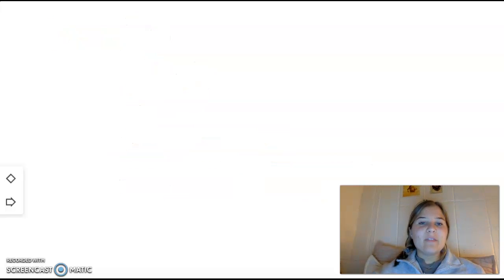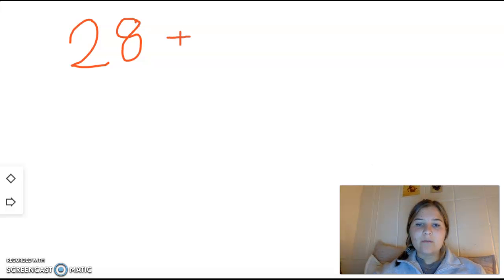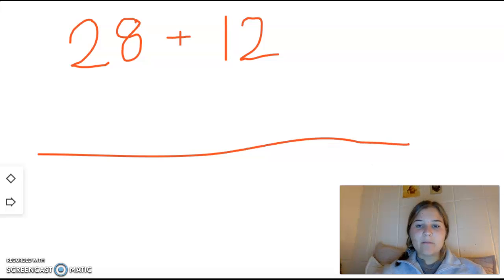Another example of this would be if I had 28 plus 12. So here I have my open number line. Remember, your open number line does not need to be perfect. Mine never is. And so I start here at 28, and I just can't think what 28 plus 12 is.